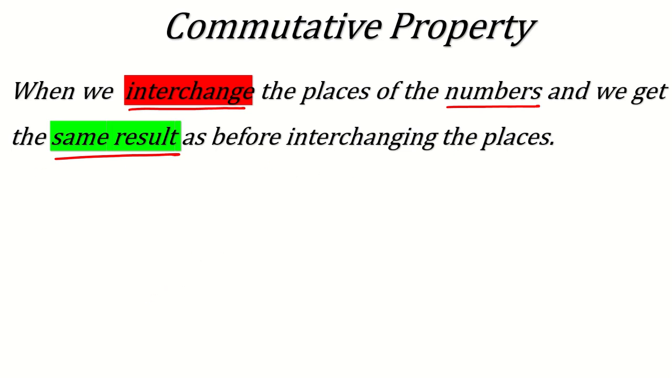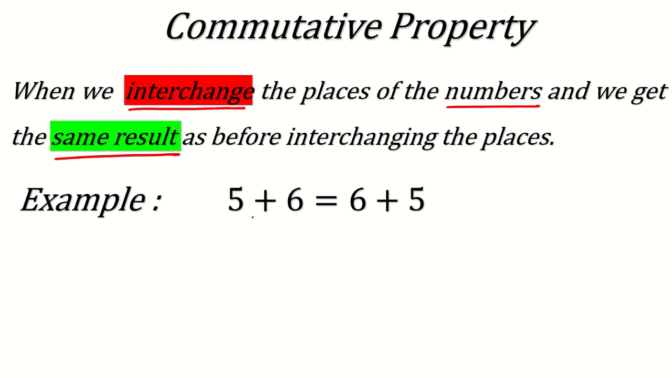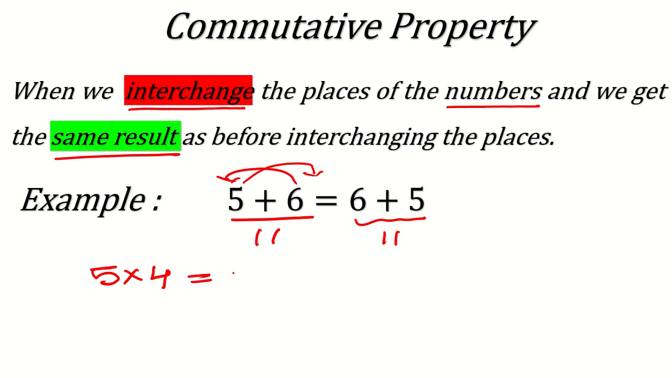For example, 5 plus 6, what will be the answer? 11. And if you interchange the places of 5 and 6, so 6 comes first and 5 goes last, it becomes 6 plus 5. And what is the answer for this? Again 11. So we are getting the same answer. Another example: 5 multiplied by 4, the answer will be 20. If you interchange them, 4 multiplied by 5, the answer will be again 20.